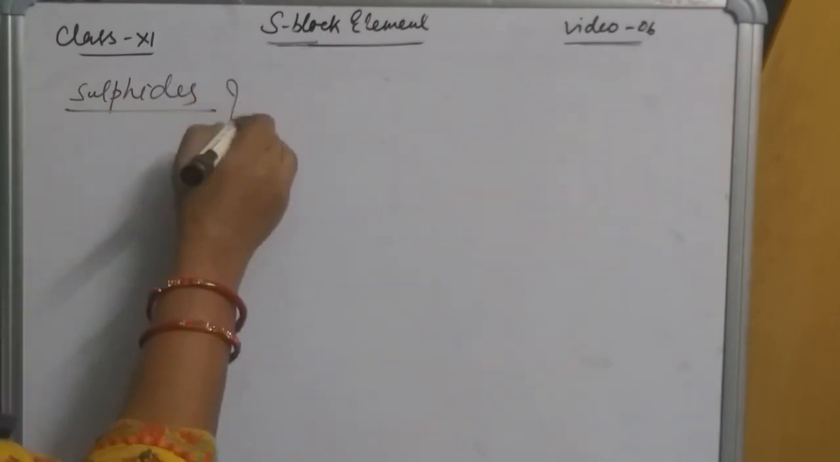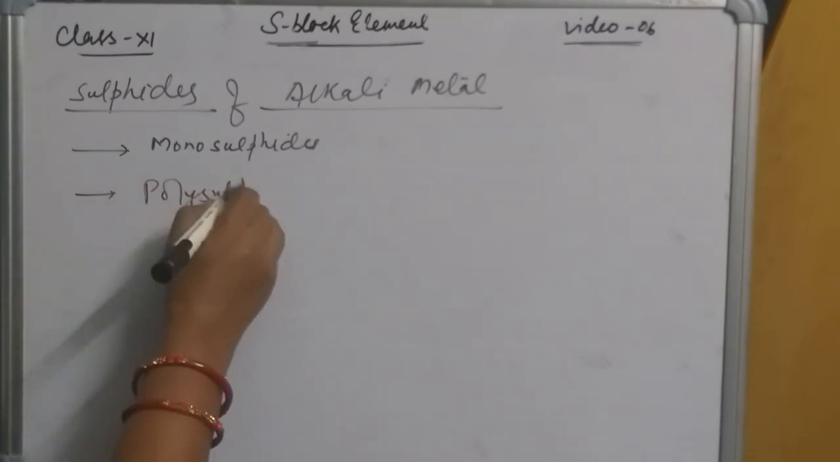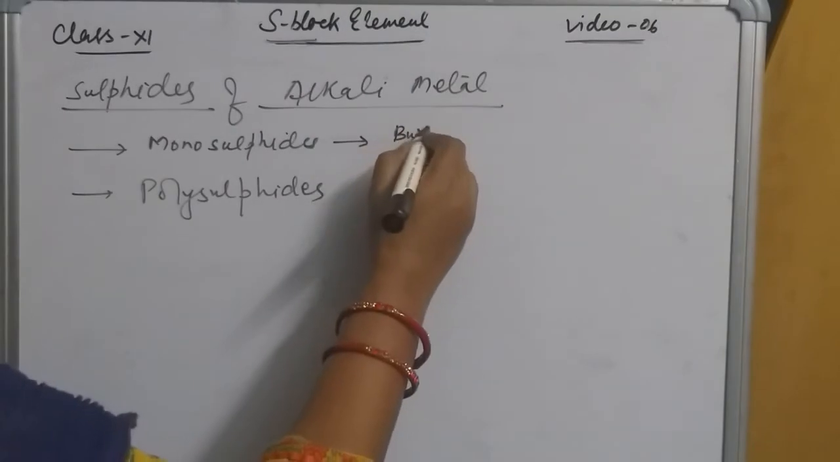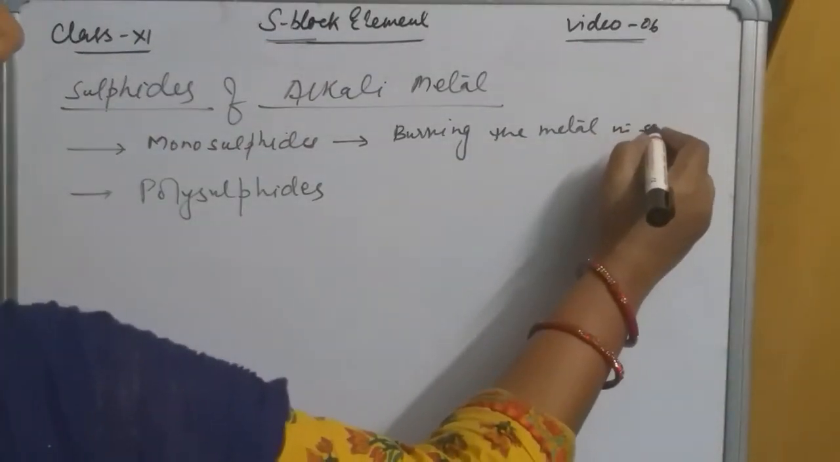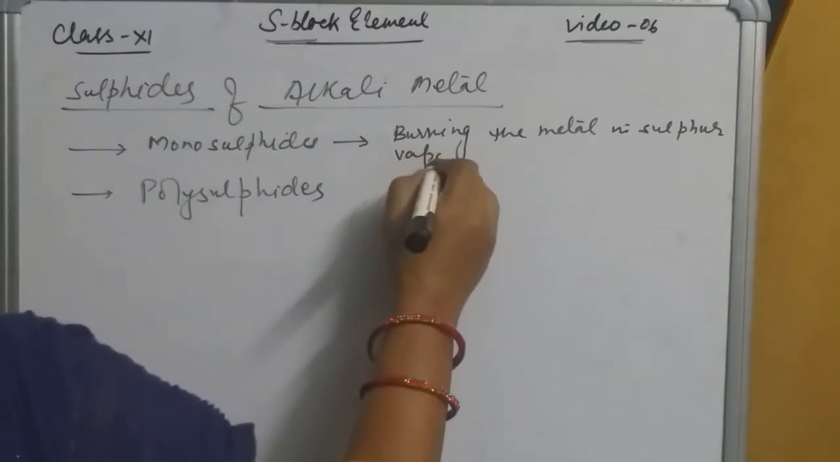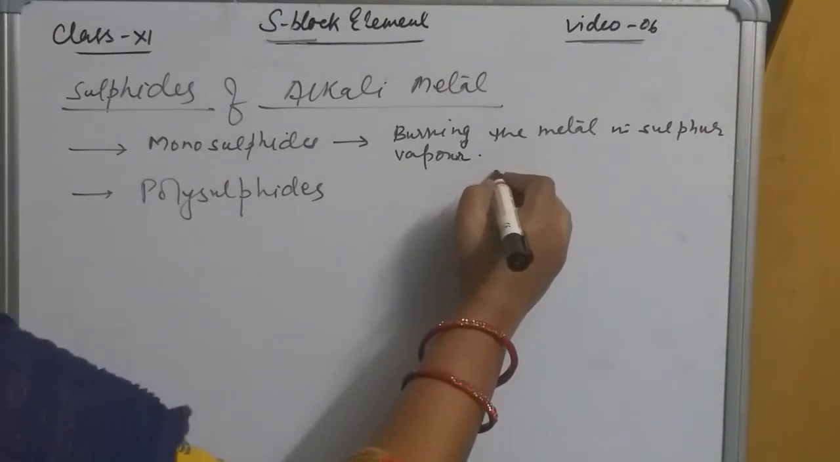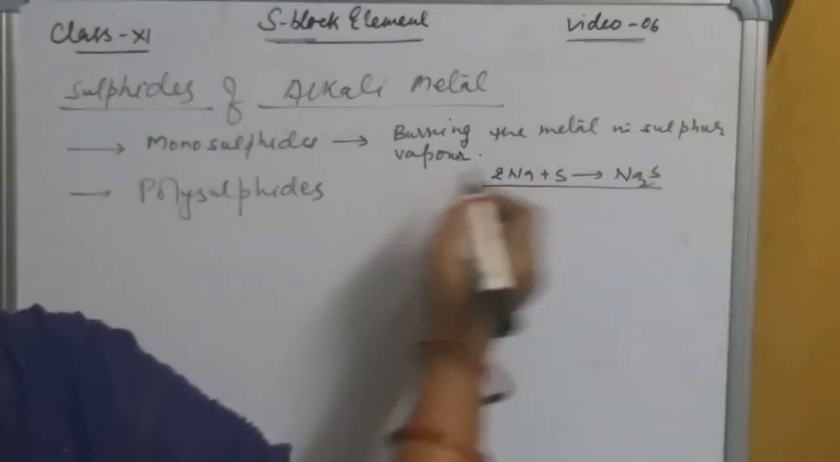Sulfides of alkali metals. Alkali metals form two types of sulfides: first is monosulfides and second is polysulfides. Monosulfides are formed by burning the metal in sulfur vapor. Sodium with sulfur gives sodium sulfide. This is an example of monosulfides.